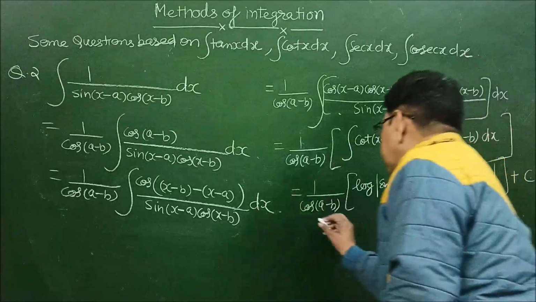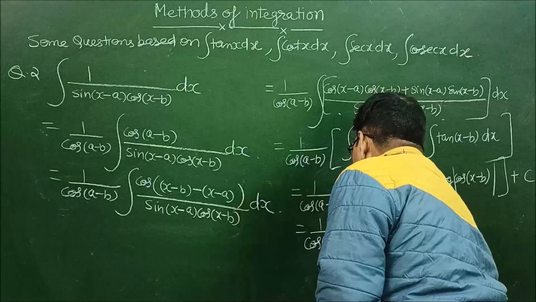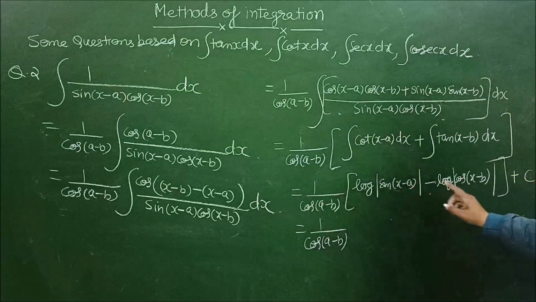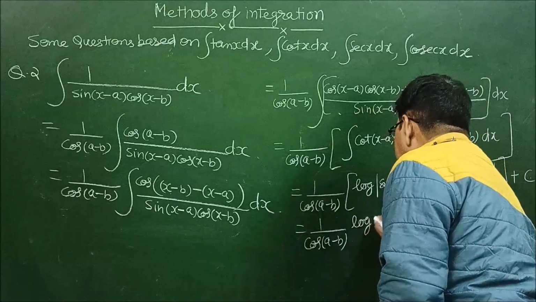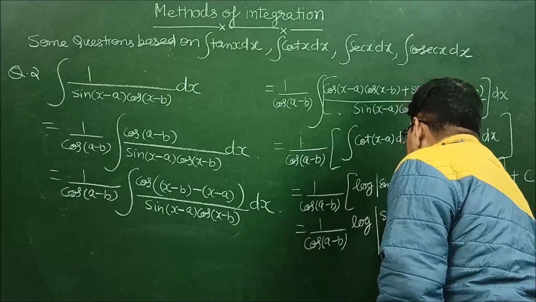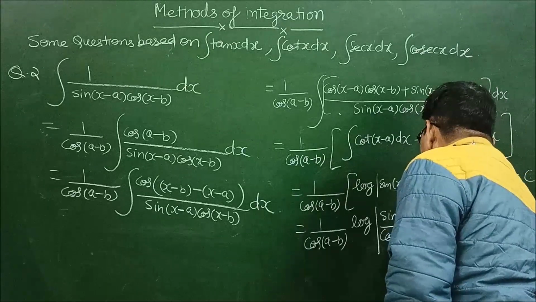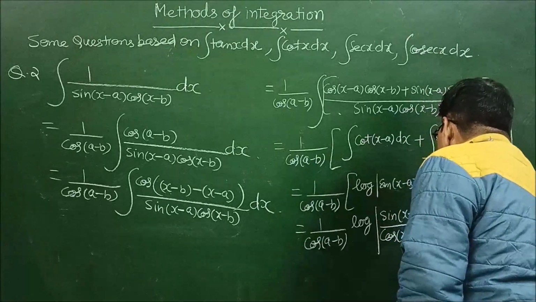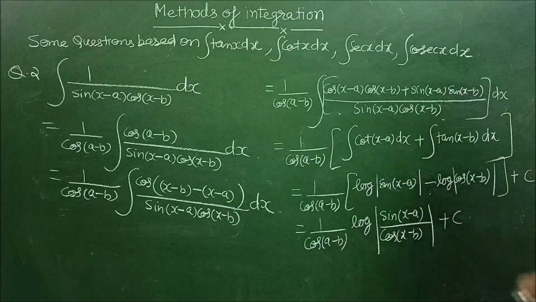Now this can be further simplified as 1 upon cos(a minus b), and we can write log m minus log n is equal to log of m upon n, that is log mod sin(x minus a) upon cos(x minus b), plus c. So this is the final solution of the question.